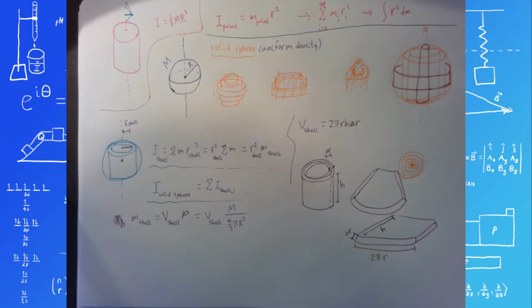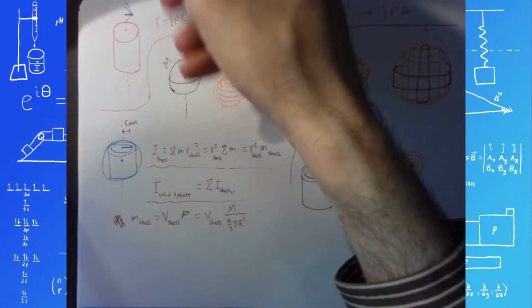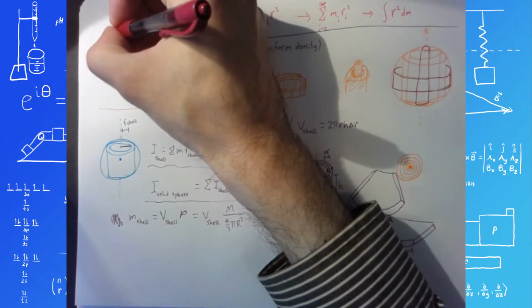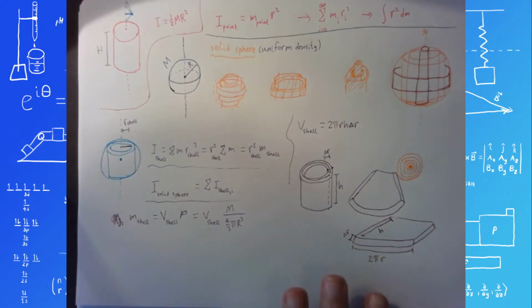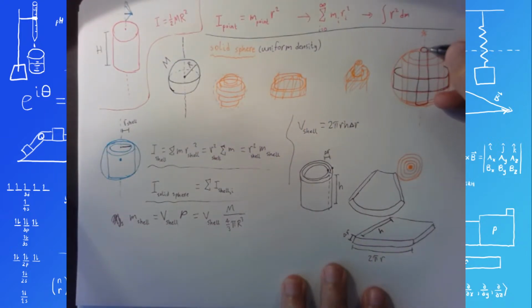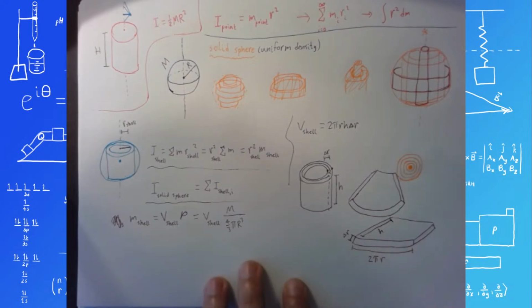Okay, this is great, but what is h? When we did it for the solid cylinder, h was just a constant. We called it capital H. But here, h is going to be variable, right? The height of this middle cylindrical shell is not the same as the height of this outermost cylindrical shell.